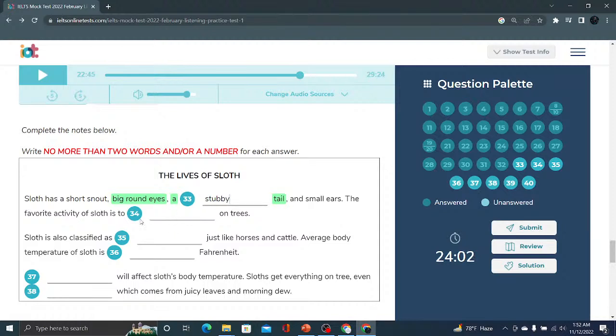So in question number 34, the favorite activity of sloth is to. I think the keyword for this question is favorite activity of sloth is to blah blah on trees. Okay, let's listen to it.